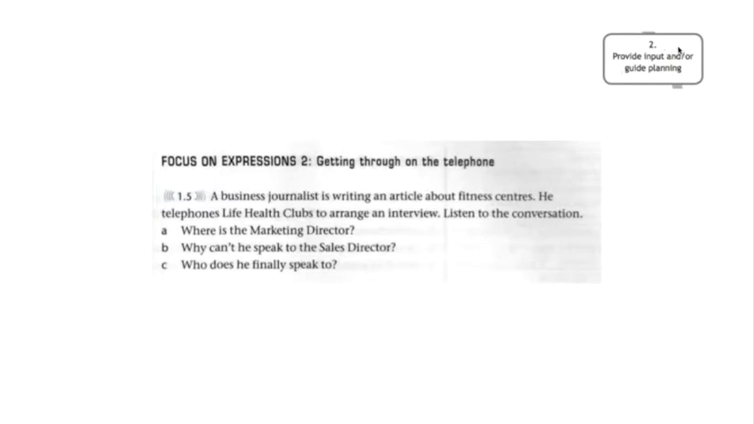Okay, cool. Here's where the second stage comes in. We provide input. So it's a listening activity. A business journalist is writing an article about fitness centers. He telephones Life Health Clubs to arrange an interview. Listen to the conversation. And there are some lower order questions about the listening activity. So the input is through listening.